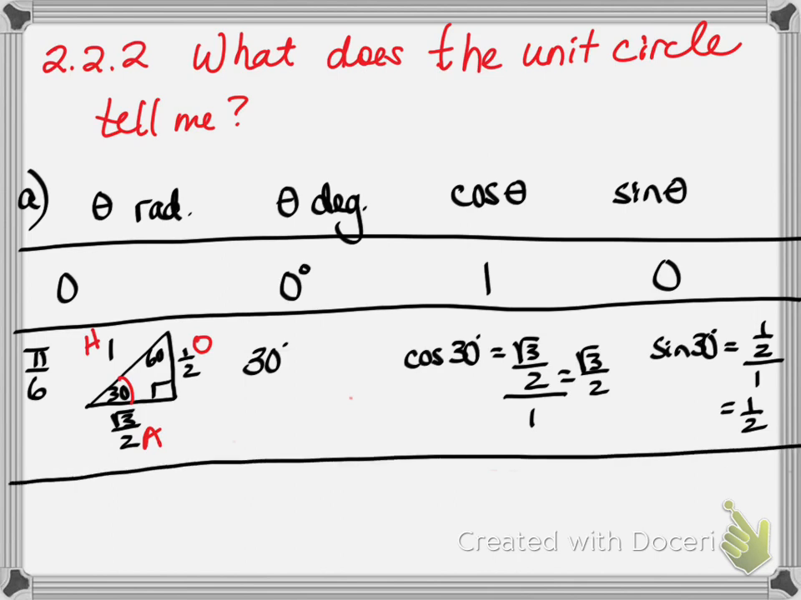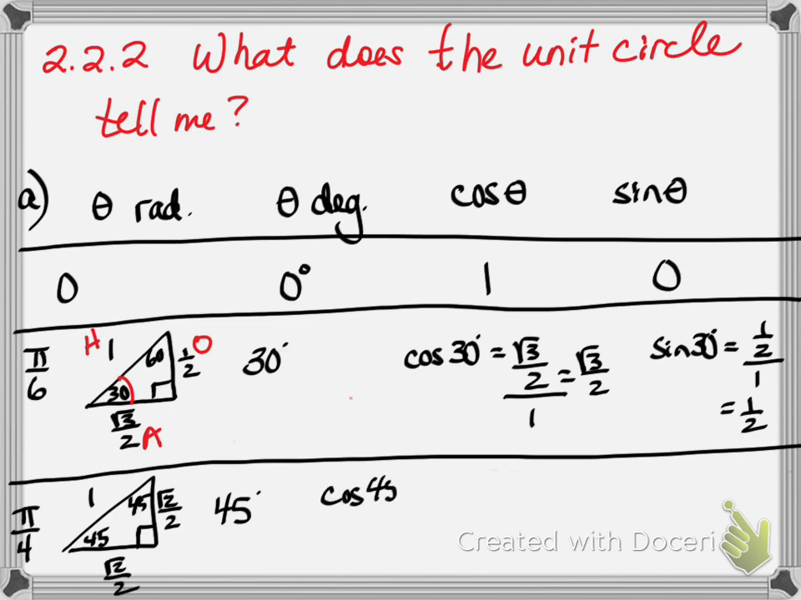Let's do another. Let's talk about pi over 4, which is 45. And we'll draw our little 45, 45, 90. Both of mine look the same. Hypotenuse is 1, and these sides are both square root of 2 over 2. So I'll scoot over a little bit. The cosine of 45 is A over H, which is just square root of 2 over 2. And the sine of 45 is also O over H, which is square root of 2 over 2 over 1.